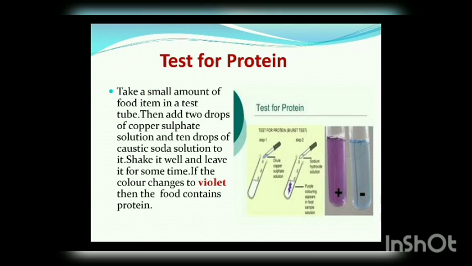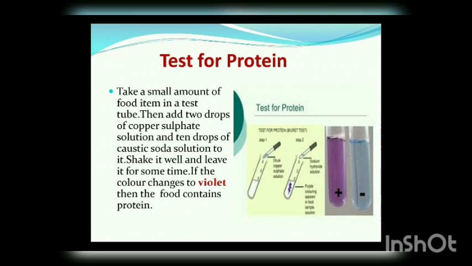Next is the test for protein. How can we check whether the given food item contains protein or not? For that also we need to do an activity. Take a small amount of the food item in a test tube, then add 2 drops of copper sulfate solution, which is available in our chemistry lab, and 10 drops of caustic soda solution to it. Caustic soda solution is also available in our labs.